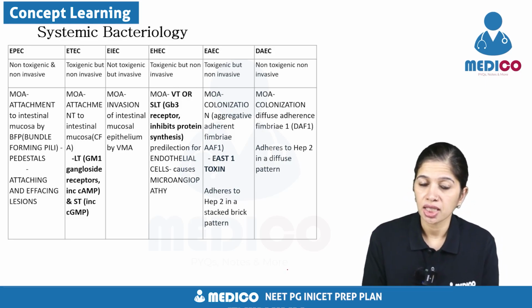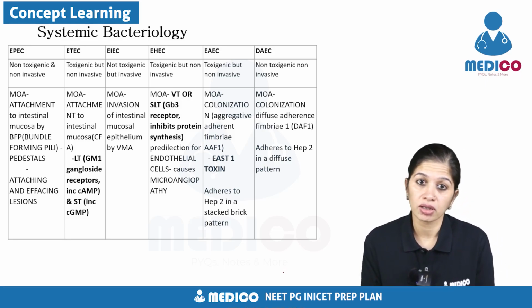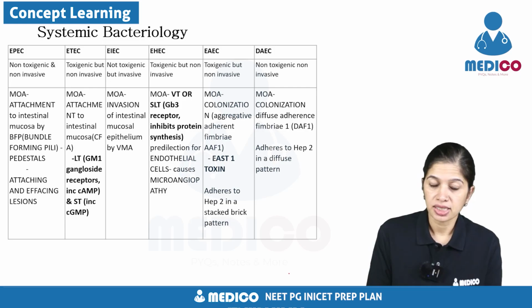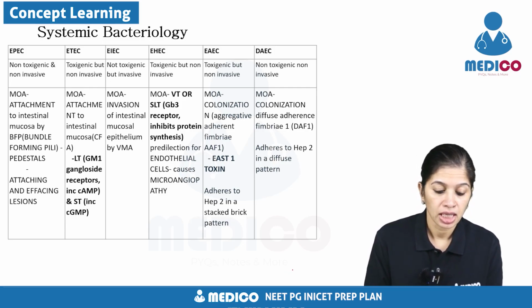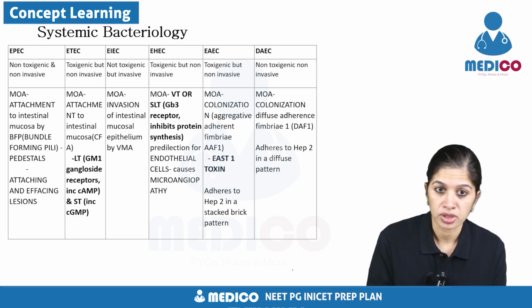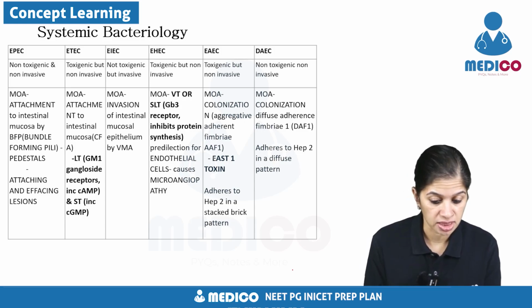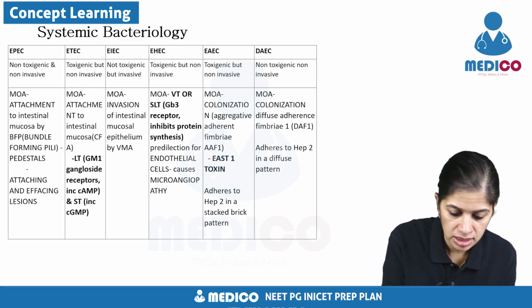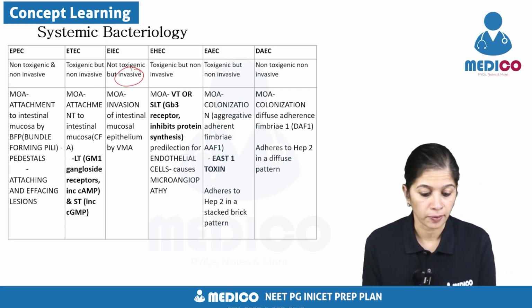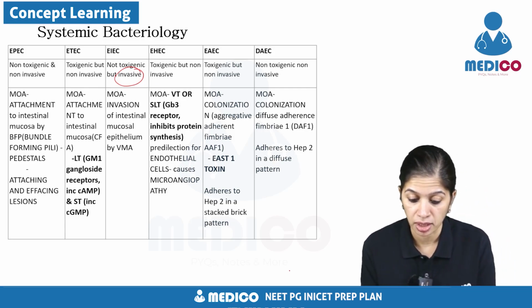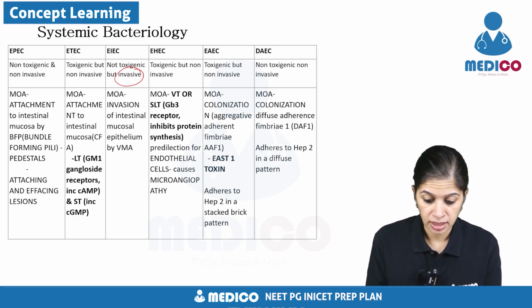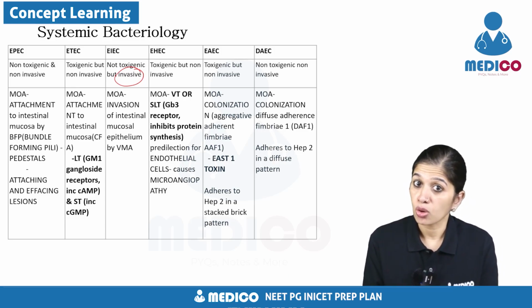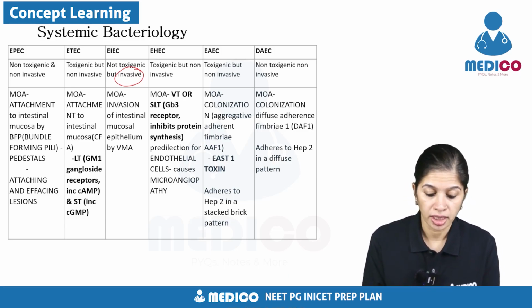Now, this is a very high yielding table. It can look pretty crowded, but I shall help you to navigate through this. If you look at the first box, that is toxigenicity and invasiveness. The only invasive diarrheagenic E. coli is enteroinvasive E. coli. All the others are non-invasive: enteropathogenic, toxigenic, hemorrhagic, enteroaggregative, and diffusely adherent. All of them are non-invasive.